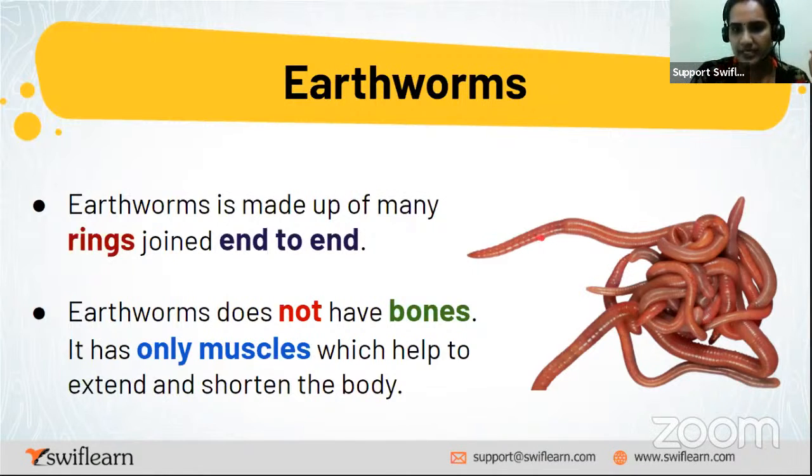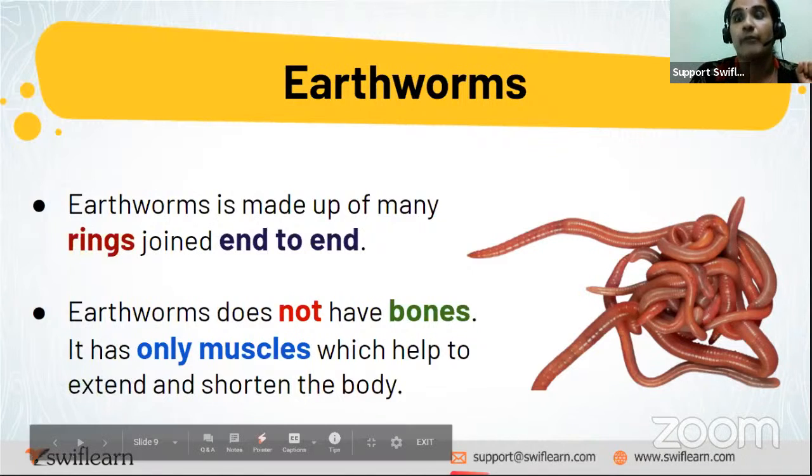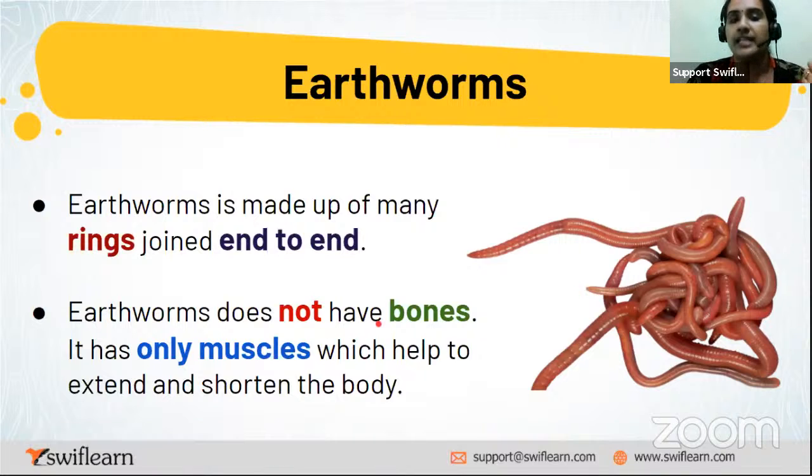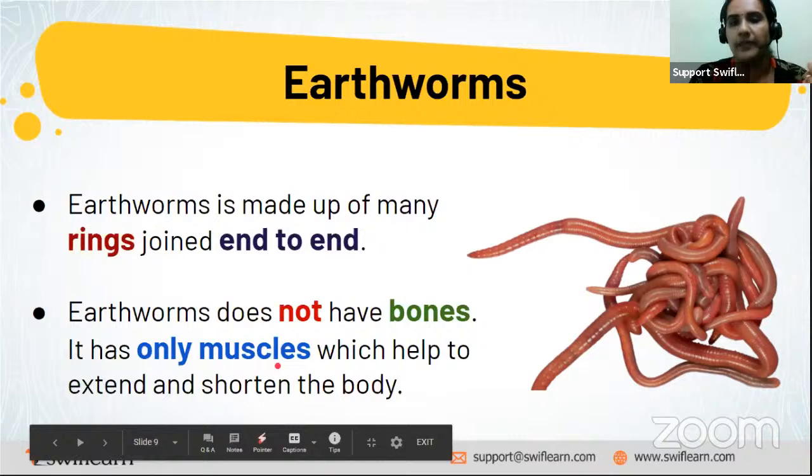In this picture itself, it's clear that there are so many rings in its body, and it is made up of rings joined end to end. Like this, it will be. So rings. Earthworm does not have bones. Do earthworms have bones? No, earthworm does not have bones. It has only muscles, which help them to extend and shorten their body.